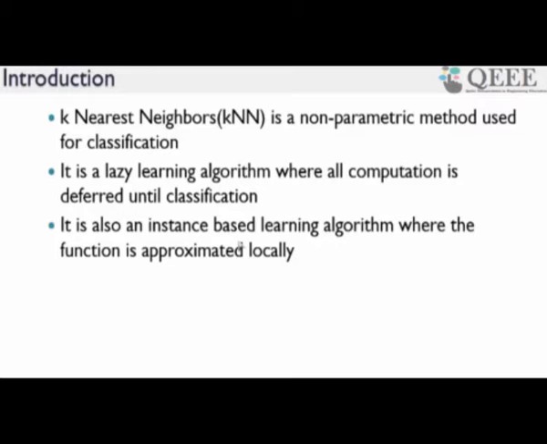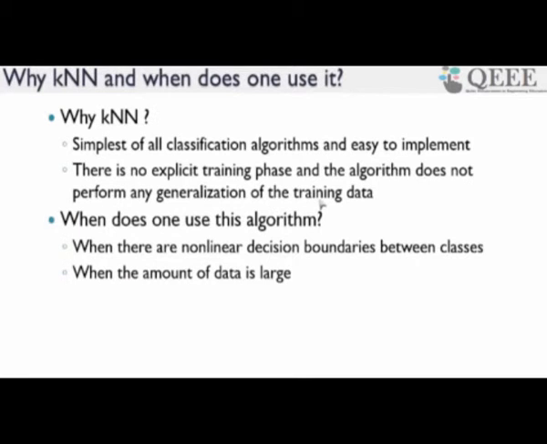Now coming back to KNN, we said it's a lazy learning algorithm. It is also an instance-based learning algorithm where the function is approximated locally. This is a little more complicated. I will have some graphs and pictures in the next few slides which will illuminate this much more easily. So we will wait till we see how the algorithm works.